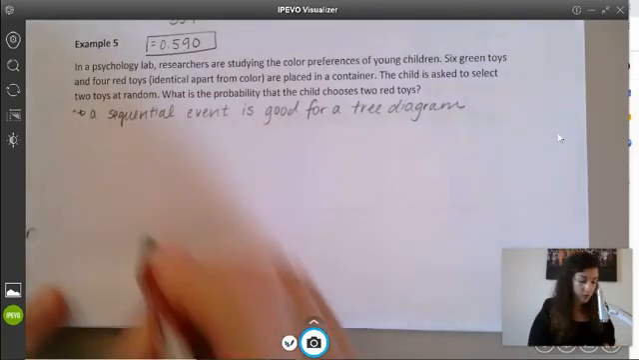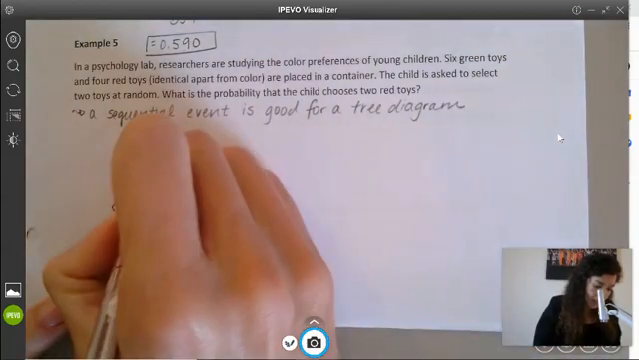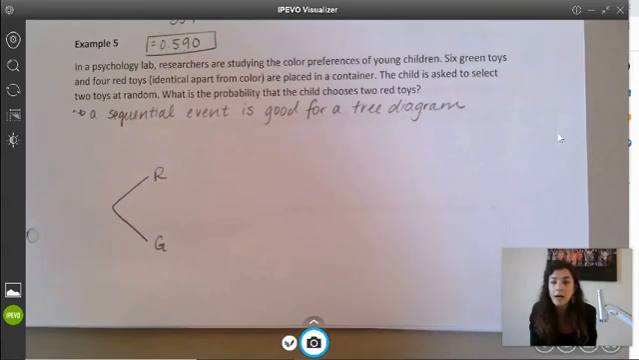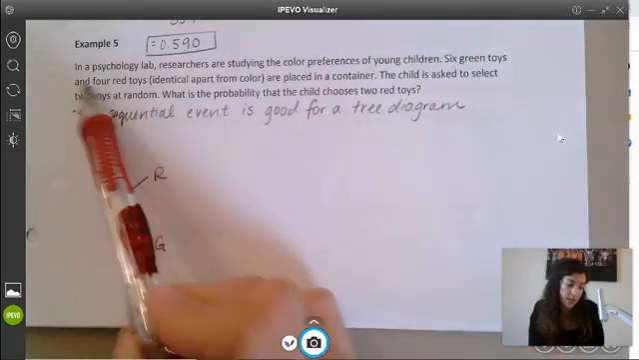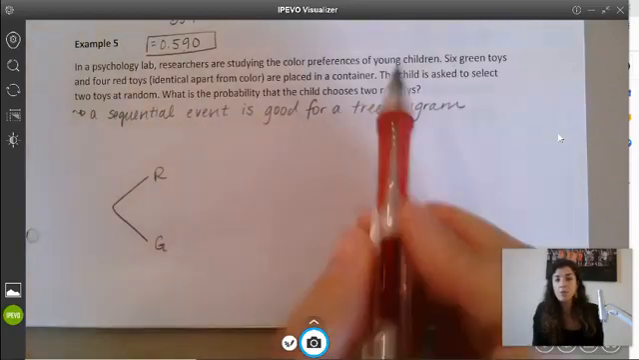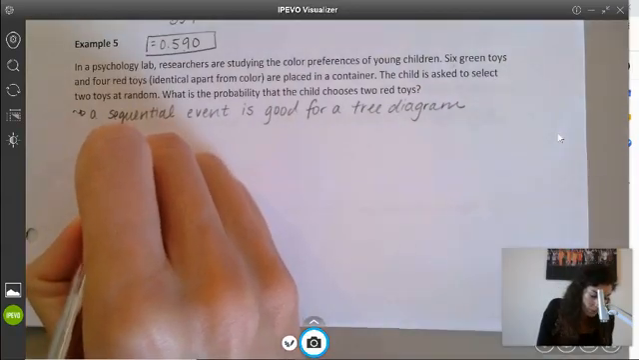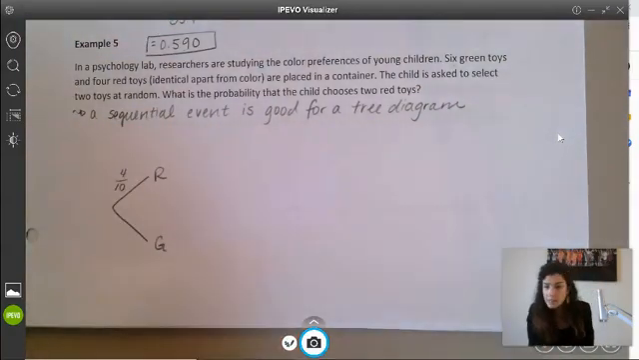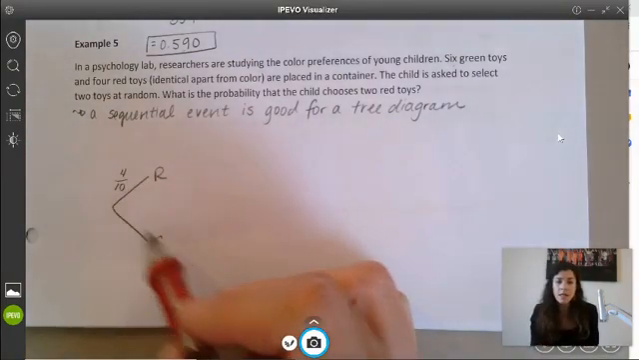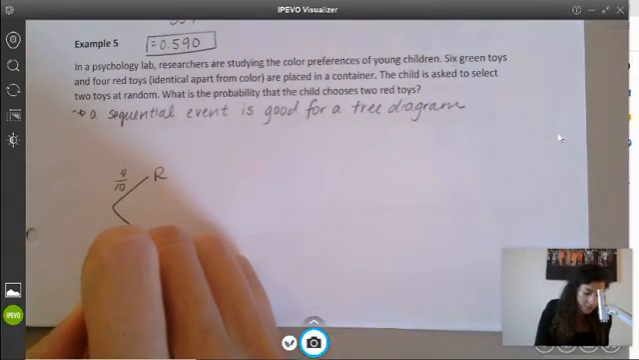So what we're going to do is first start off with the first event. We can either pick a red toy or a green toy. We have a total of 10 toys, right? 6 green and 4 red. So we have a total of 10. The probability of picking a red one is 4 out of those 10. So that would be a probability of 4 over 10. You don't have to simplify it. It's totally fine just leaving it as 4 out of 10. The probability of picking a green toy would be 6 out of 10, right?